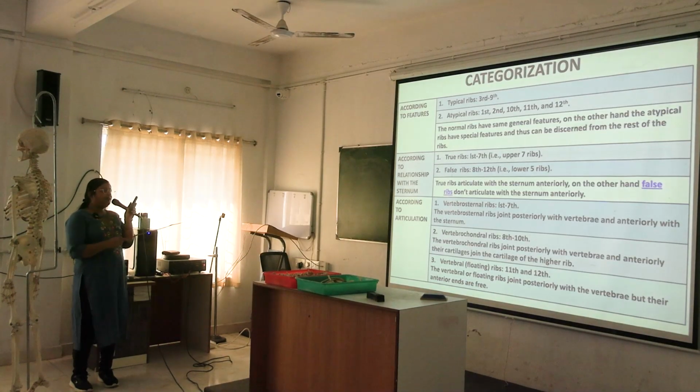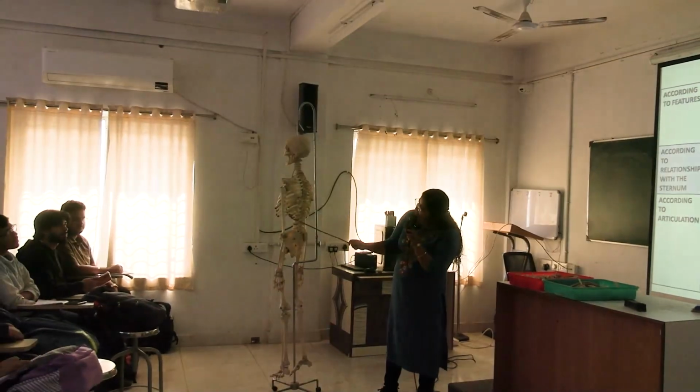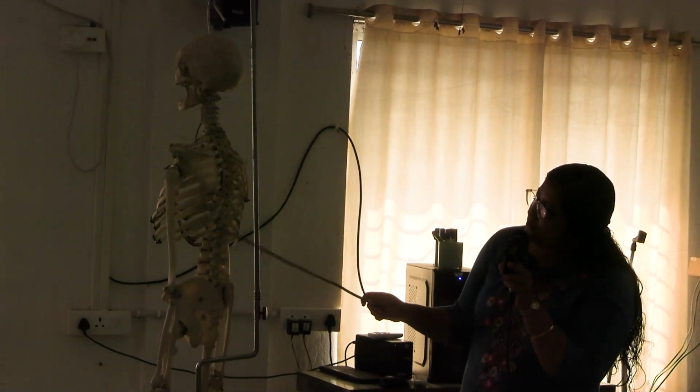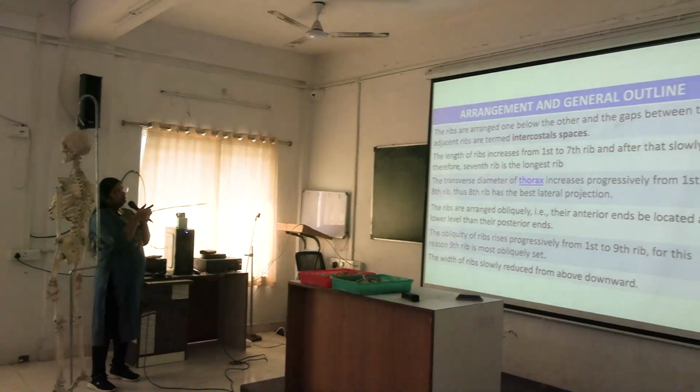Next is the vertebral rib or floating rib. The 11th and 12th ribs are vertebral or floating ribs. They join posteriorly with the vertebra, but their anterior ends are free. See here, this 11th rib and 12th rib. On this side, one is the 11th rib and the other is the 12th rib. These two are the floating ribs. Okay, understood?